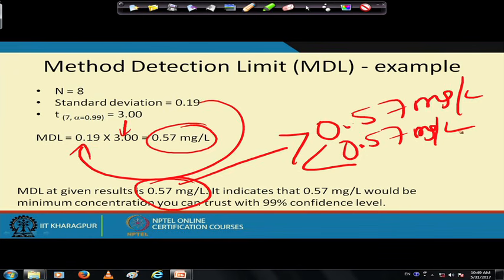So anything greater than 0.57, we are 99% confident that the number is correct. Anything less than 0.57, we are not confident. When you analyze an unknown sample, you may get a value of say 0.4 or 0.3 milligram per liter. Although the machine will give you a number, as a researcher you have to decide and say, no, this is below detection, so I cannot trust this number. It may not be true because it's below the detection limit. The machine does not have the capability to comprehend that number, and that's very important.